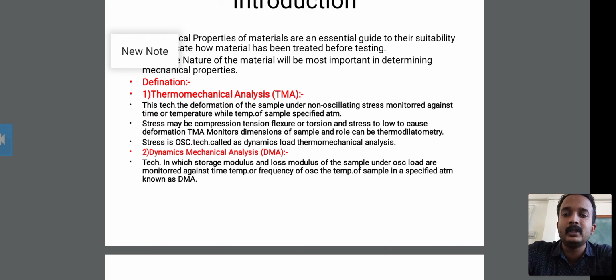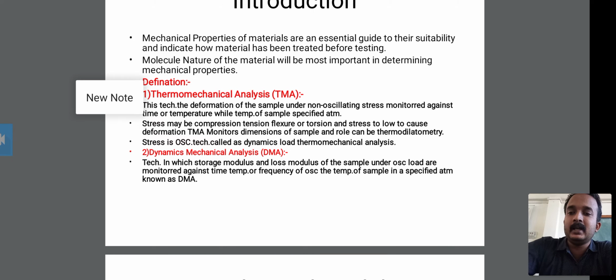अँड लोड दी थर्मोमेकॅनिकल ॲनालिसिस. आणि नंतर काय करतो आपण त्याला थर्मोमेकॅनिकली ॲनालिसिसमध्ये काय करतो, लोड करतो. कशाला लोड करतो? डायनॅमिक्सला. ओके, दिस इज ऑल अबाउट दी थर्मोमेकॅनिकल ॲनालिसिस अँड इट्स डेफिनेशन. Then secondly, the dynamic mechanical analysis. Okay, next definition is about the dynamic mechanical analysis.